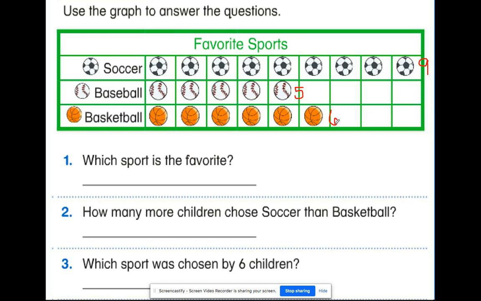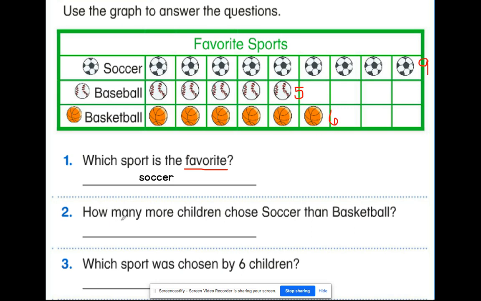All right, so now let's go into our questions to make sure we can answer. It says, which sport is the favorite, meaning got the most votes? So, since we wrote out our numbers, this should be easy for us to compare. The favorite sport, we're comparing the number 9, 5, and 6. Which is the largest? Well, 9 is the largest, so that must mean that the favorite sport is soccer. Let's go to question number 2.